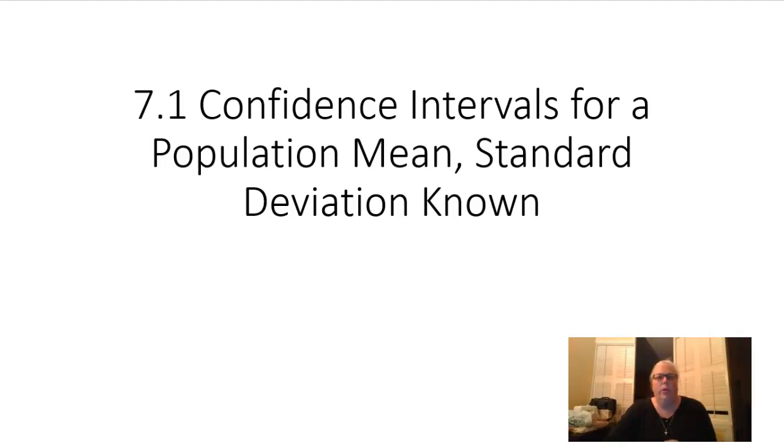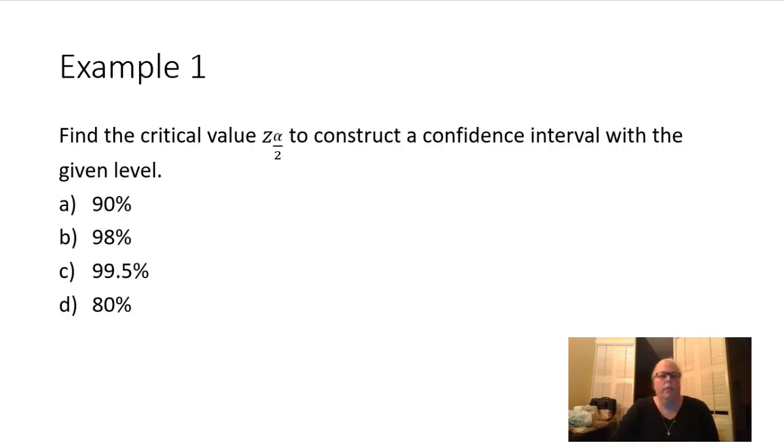These examples go with lesson 7.1, confidence intervals for a population mean, standard deviation known. Example 1. Find the critical value z sub alpha over 2 to construct a confidence interval with the given level. A, 90%, B, 98%, C, 99.5%, and D, 80%.